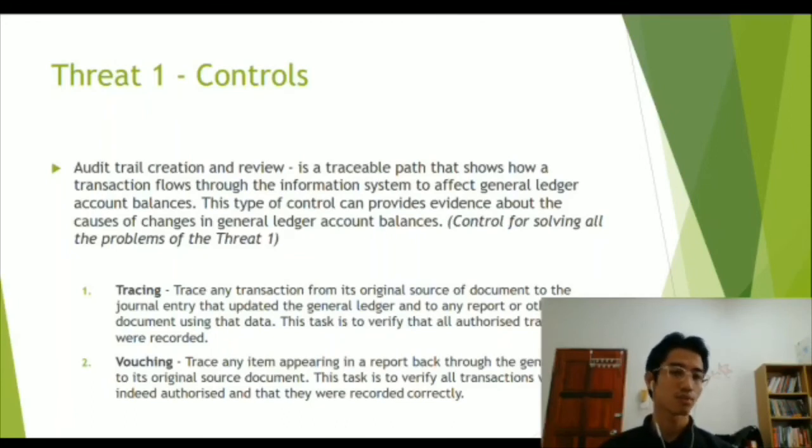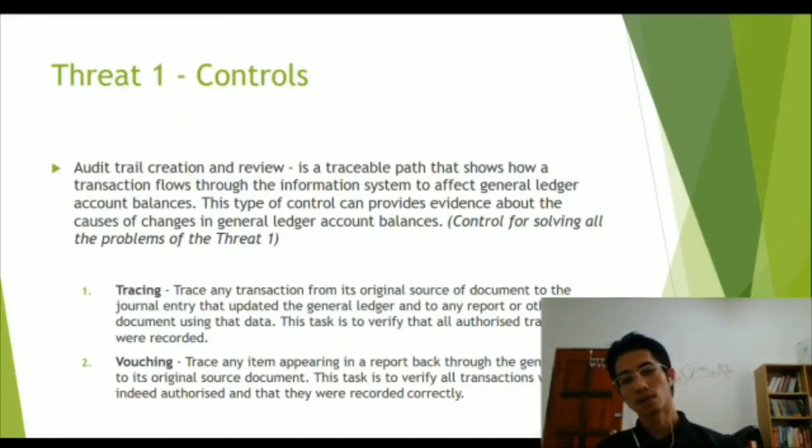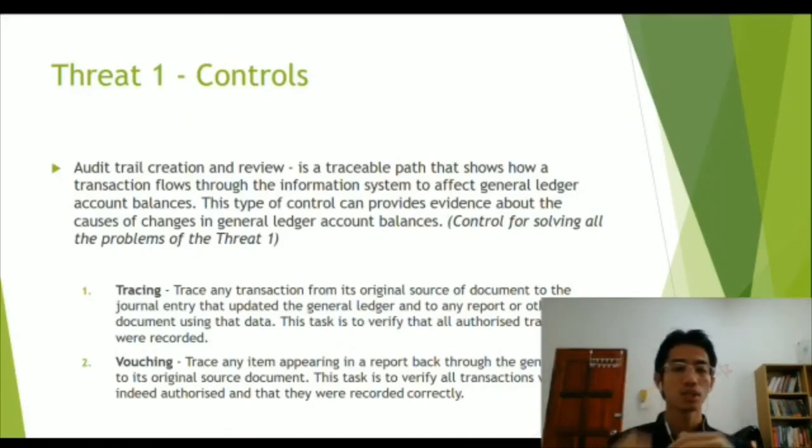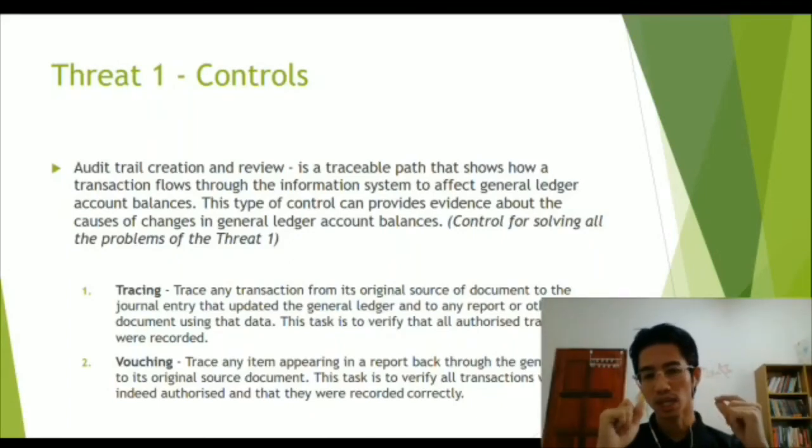Okay, so the first one, the audit trail is tracing, which can trace any transaction from the original source document to the journal entry, and how it updates the general ledger, and last but not least, to the report. So it is actually to check whether the authorized transactions were recorded.